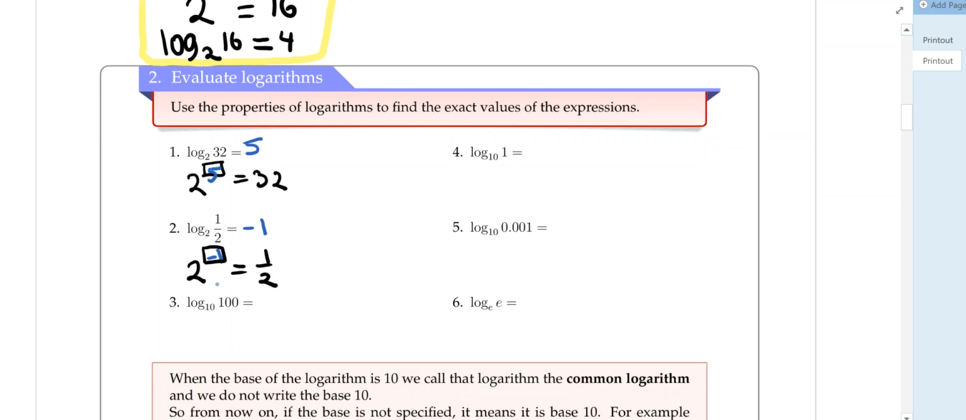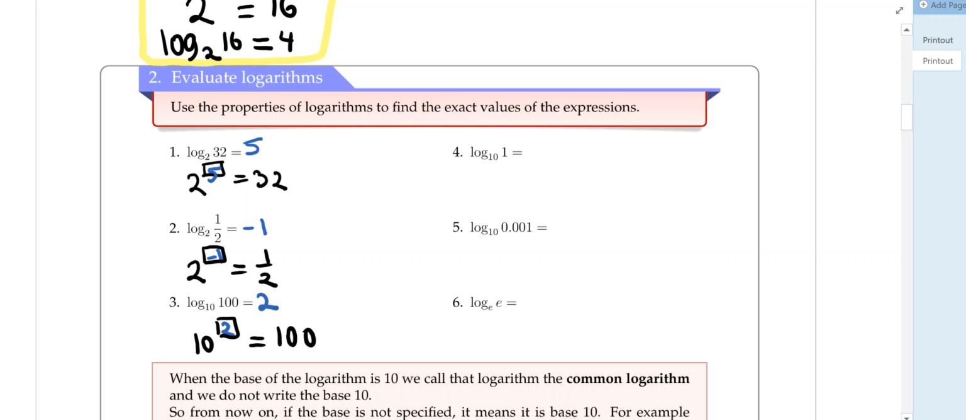Now the base is 10, number 3. Log base 10 of 100 equals what? So this translates into 10, the base, to what power gives me 100? Well, I know that 10 squared means 100. So log base 10 of 100 equals 2.